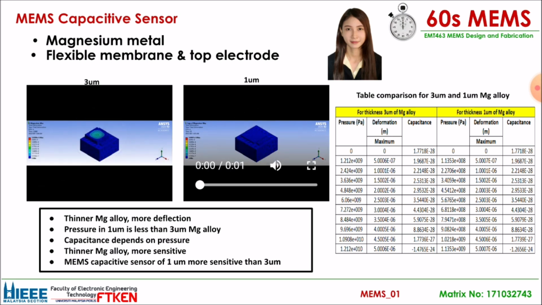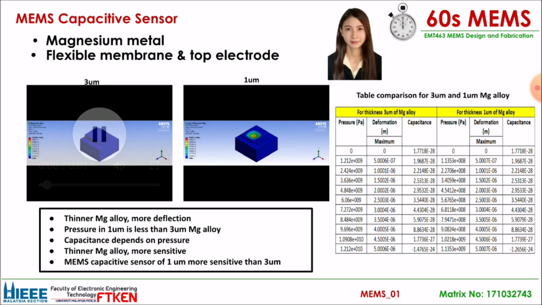Next, I used a thickness of 1 micrometer and the deflection is shown in the right-hand side video. It needs less pressure, which is 1.1 times 10 power of 9 Pascal. The table shows the comparison of the thickness between 3 micrometer and 1 micrometer. As conclusions, the thinner the magnesium, the more the membrane deflects. Second, 1 micrometer needs less pressure compared to 3 micrometer in order to achieve the maximum deflection.